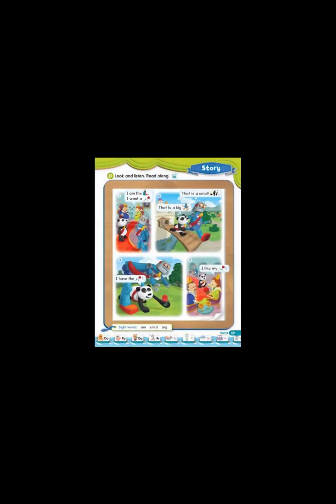Page 59. Story. D. Look and listen. Read along. 1. I am the queen. I want a rose. 2. That is a small panda. That is a big robot. 3. I have the rose. 4. I like my rose. Sight words. Am, small, big.